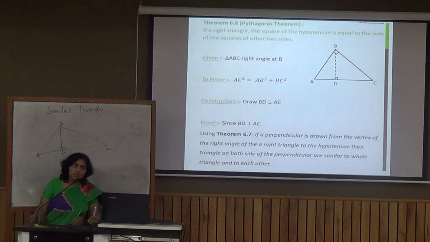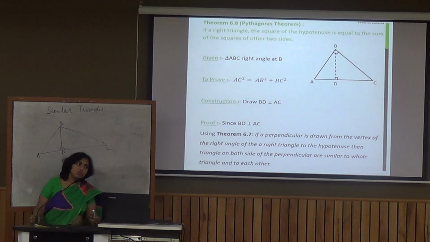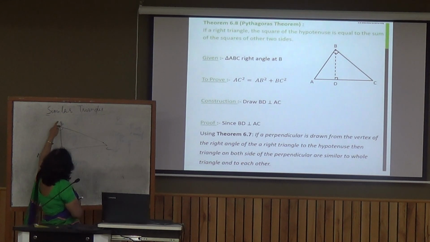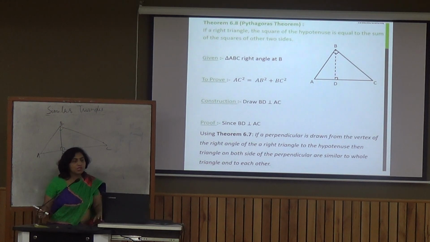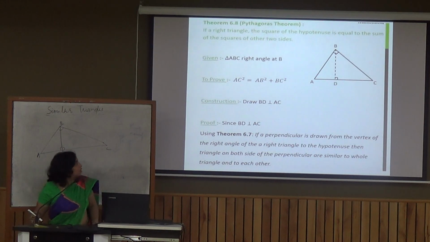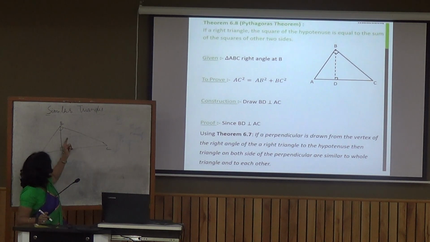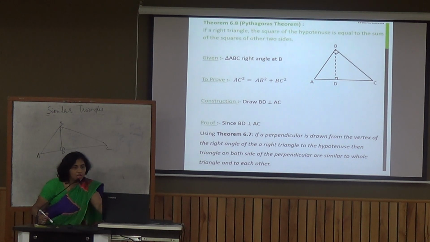So what is being given to us? A right triangle, right angle at B. What is to be proved? AC square is equal to AB square plus BC square. For the construction, we have drawn perpendicular BD on AC. Since this is perpendicular to AC, triangle ABD is similar to triangle ABC, and triangle BDC is also similar to the big triangle ABC.